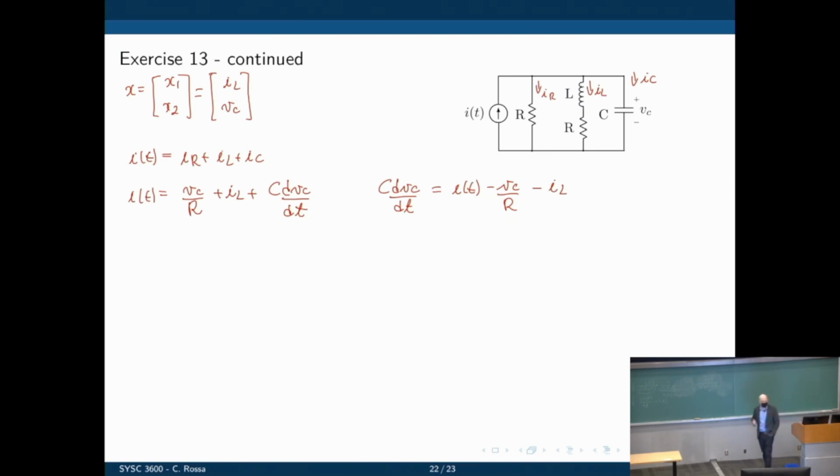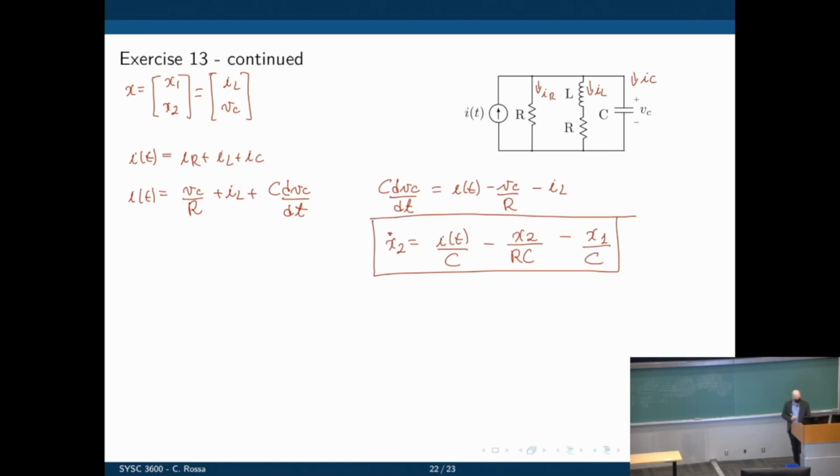So if VC is x2, then dVC dt is x2 dot, equals I of t over C, minus VC, which is a state variable, that's x2, over RC, minus IL, which is another state variable, x1 over C. Okay, so this is x2 dot. And then I divided everything by C. Make sense?